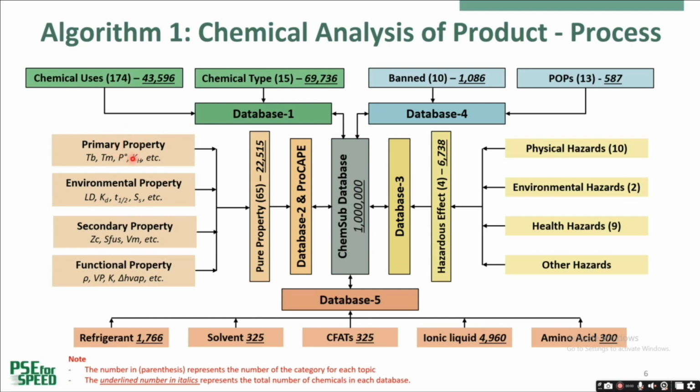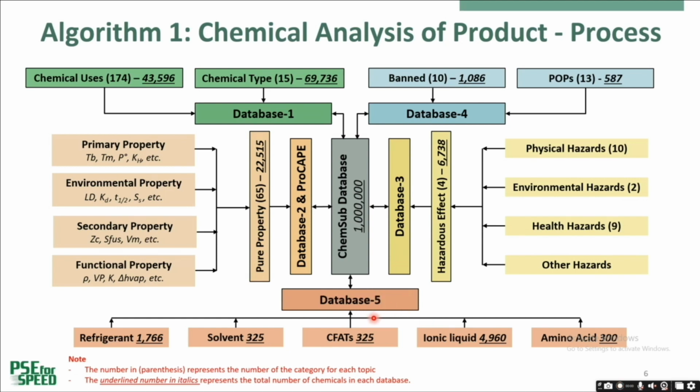such as primary property, environmental property, secondary property, functional property, and so on, which are in database 2, which is linked to ProCAMD. Hazardous effects include physical, environmental, health, and other hazards, which are in database 3. Ban and POPs chemical lists are stored in database 4. Moreover, there is a list of refrigerants, solvents, CFCs chemicals, and liquid chemicals, and amino acid in database 5.